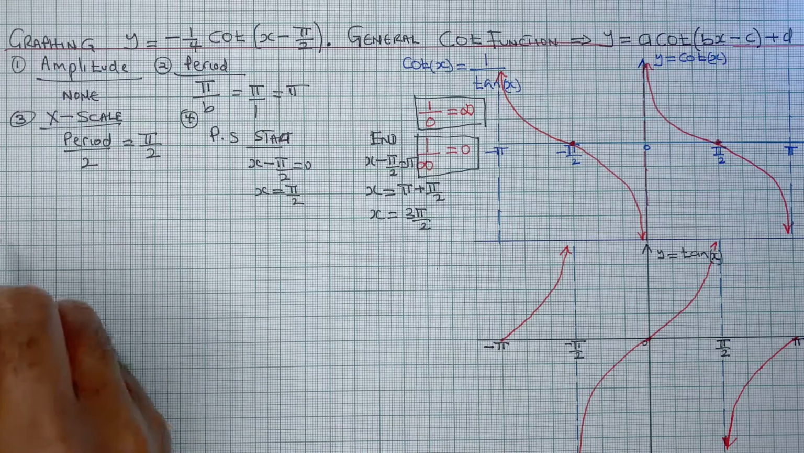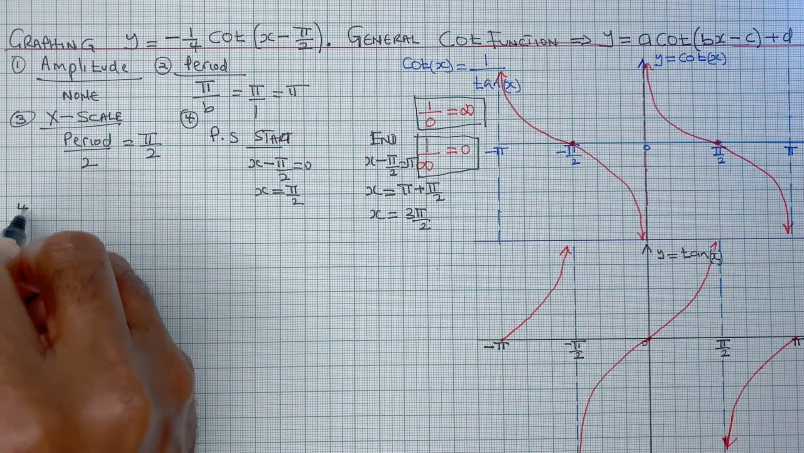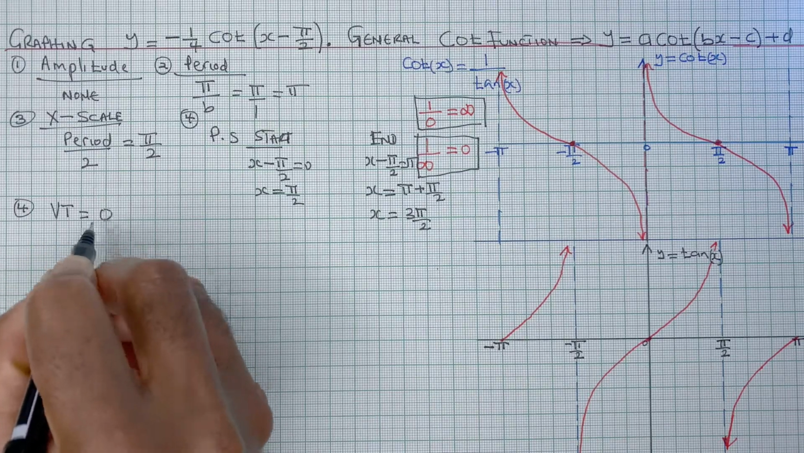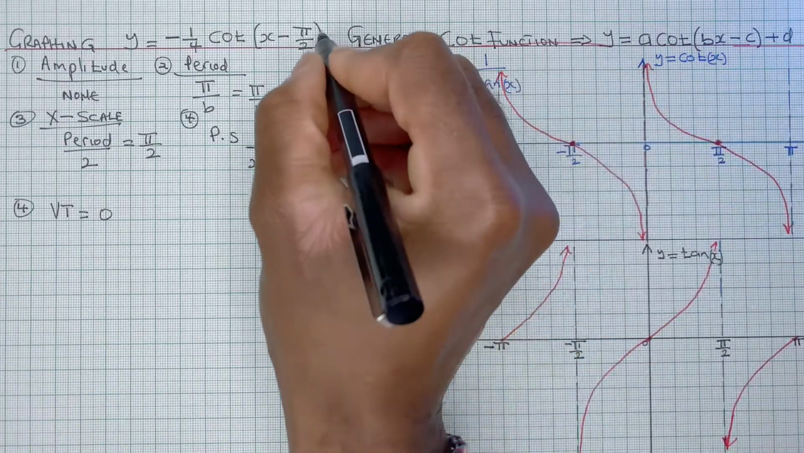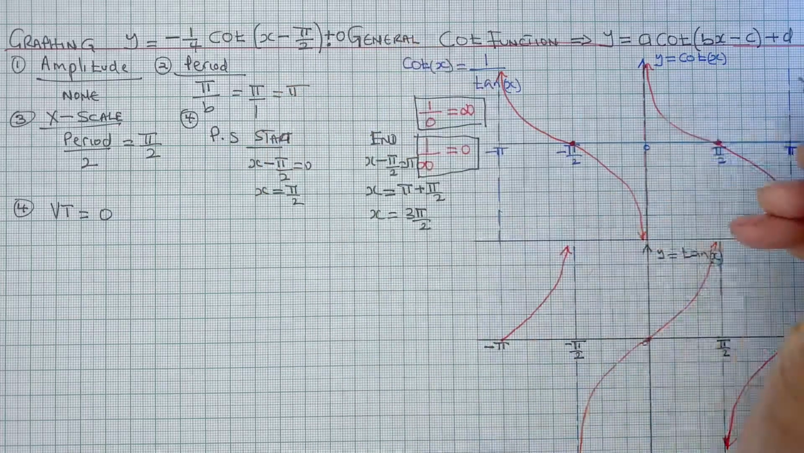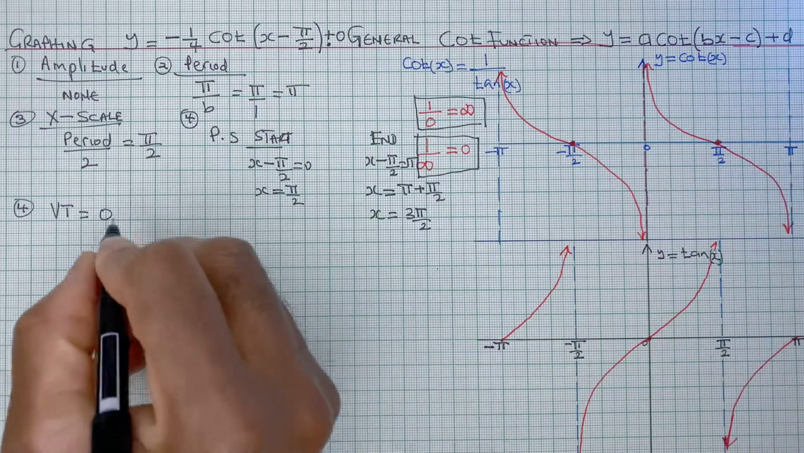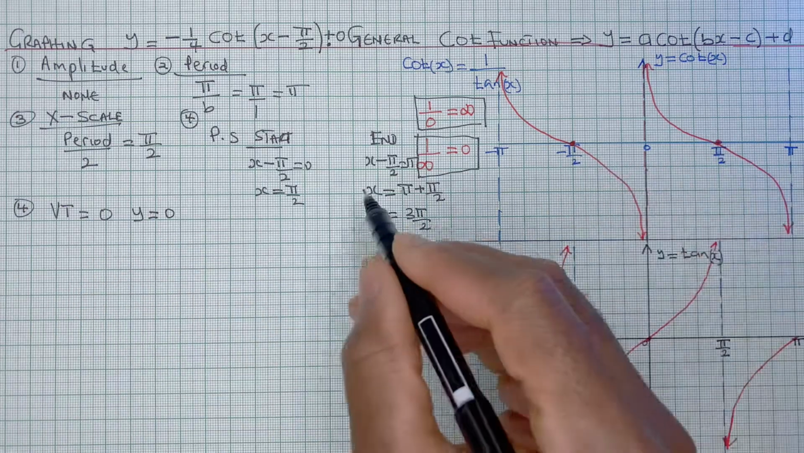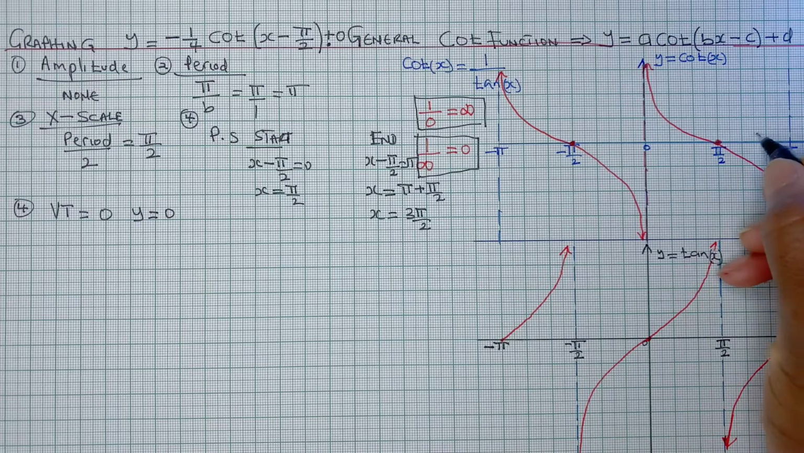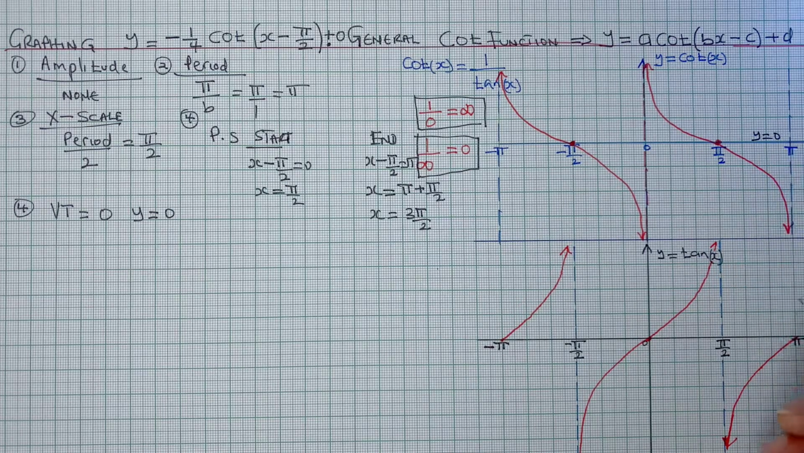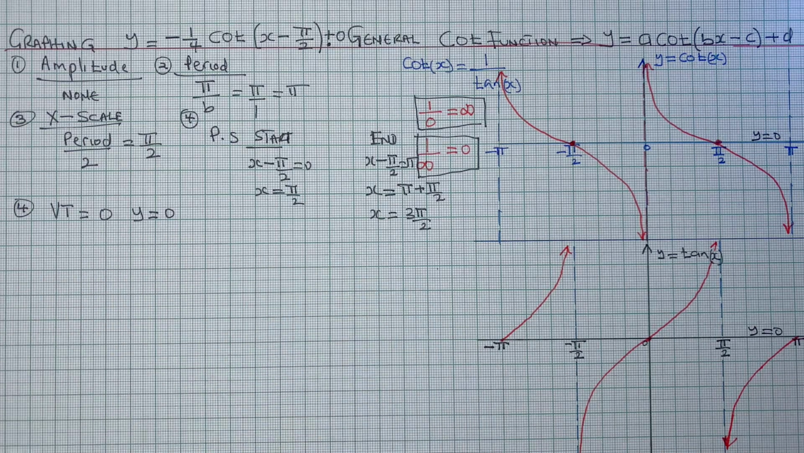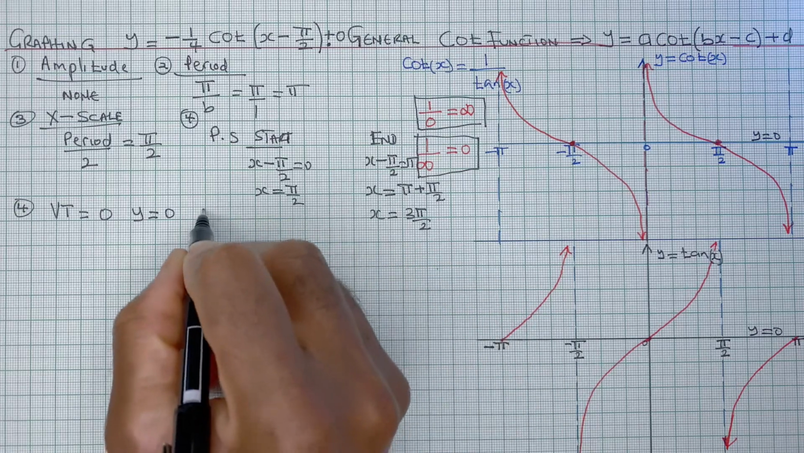Number 4, any vertical translation? 0, because the function we have is plus 0. So d is 0, and that implies y equals 0. That means the function is lying on the equation y equals 0. So this is the equation y equals 0. This is also y equals 0. So that's what this function will be lying on, y equals 0. Any reflection? Number 5.